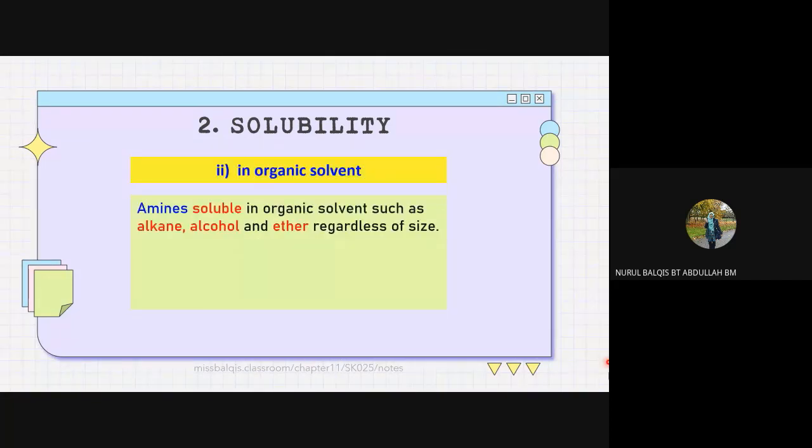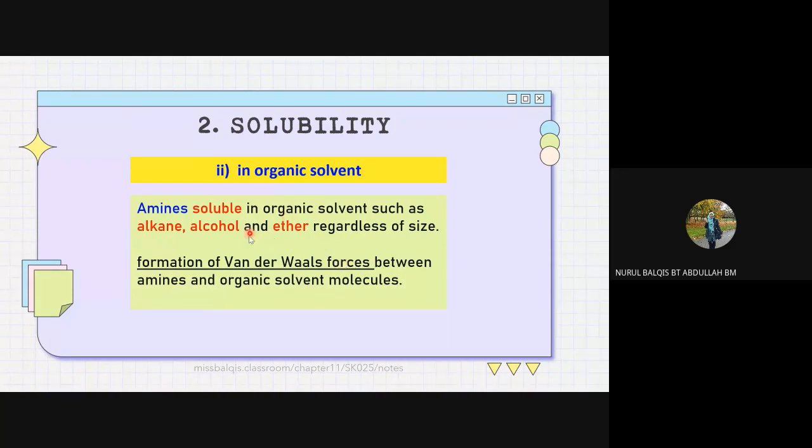Okay, another solvent that you need to know whether they can dissolve or not is organic solvent. Organic solvent usually comprises of carbon and hydrogen, usually benzene or something like that. So alcohol pun sama juga sebab dia ada carbon and hydrogen. So amine ni sebab dia boleh buat hydrogen bond, so by right dia boleh je dissolve in all these organic solvent. Sebab apa dia boleh buat? Sebab dia boleh form van der Waals forces dengan diorang ni.